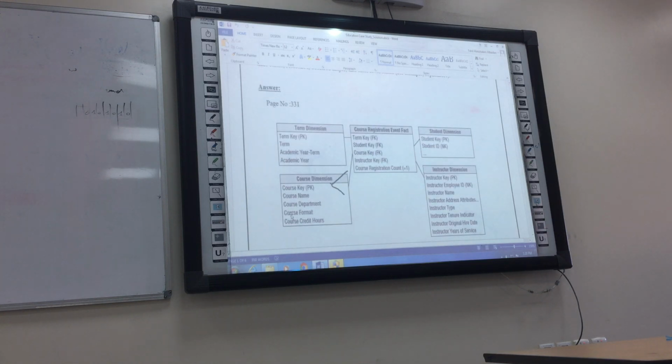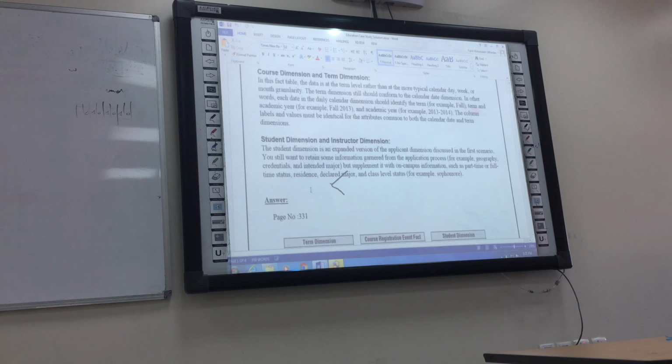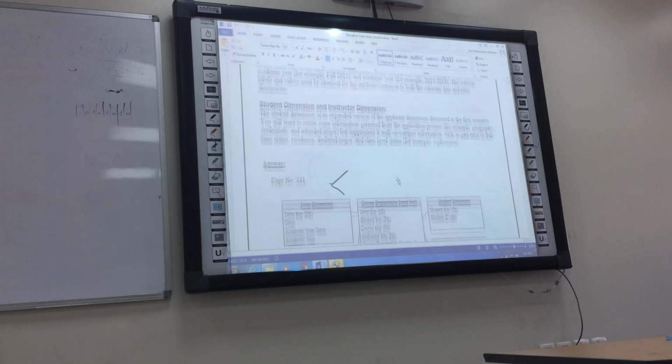Course department, course format, course credit hours, course name, a list of things. If this is a question in an exam, I know that some of these will be different from one student to another student. Yes. But at least the minimum requirements should be satisfied. From where can you get those? In the exams, there should be an explanation about the required information. Then you can put attributes.